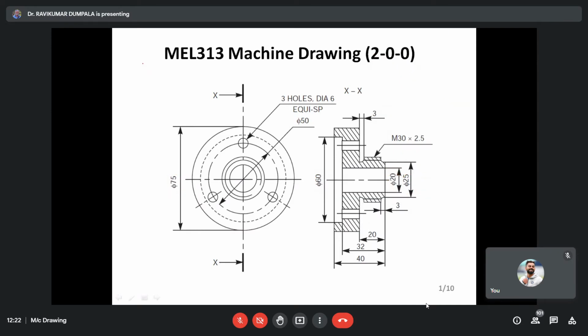Let me erase it. So a circle. The initial block is like this, so you have to make that block. That's the first stage. The diameter may be 75. Suppose they're producing by casting, then they just mention it is 76 plus or minus 0.5 mm.